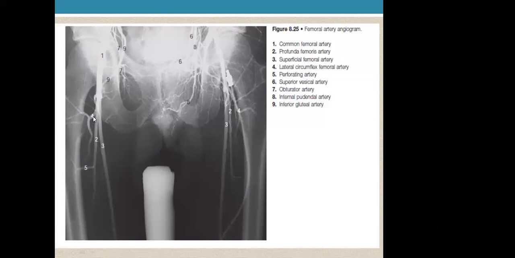This is the lateral circumflex femoral artery, which forms a ring around the neck of the femur. This is the superior gluteal artery. This is the obturator artery. This is the internal pudendal artery. And this is the inferior gluteal artery.